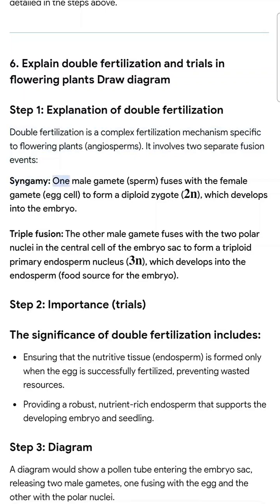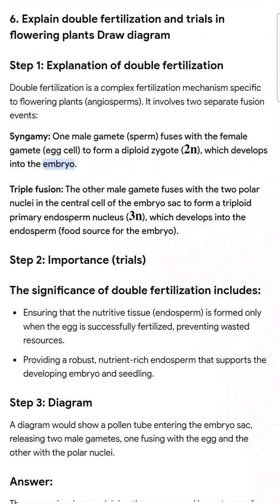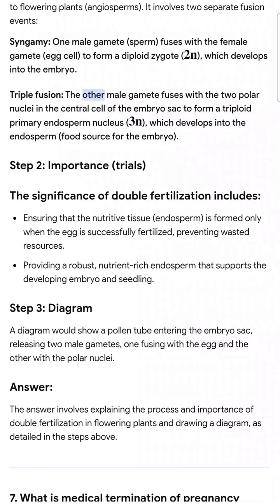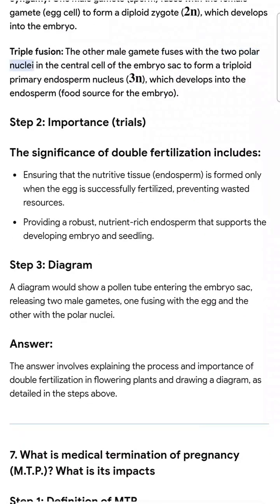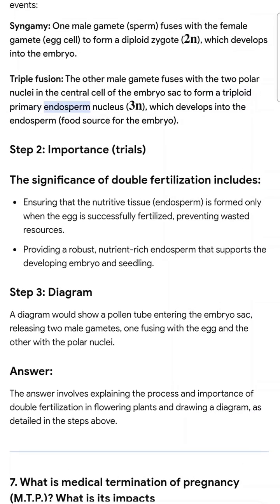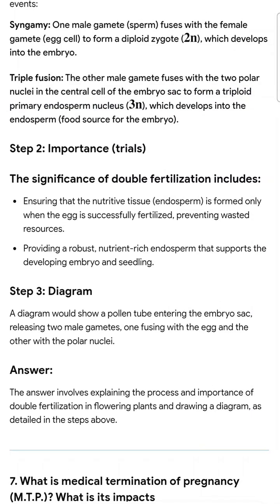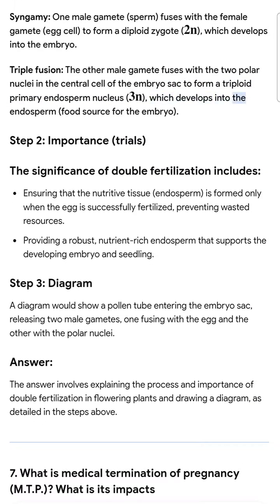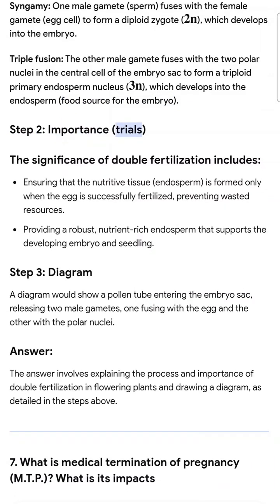1. Syngamy, one male gamete, sperm, fuses with the female gamete, egg cell, to form a diploid zygote, 2N, which develops into the embryo. 2. Triple fusion, the other male gamete fuses with the two polar nuclei in the central cell of the embryo sac to form a triploid primary endosperm nucleus, 3N, which develops into the endosperm, food source for the embryo. Step 2. Importance, trials.